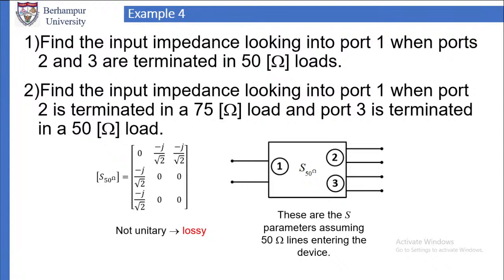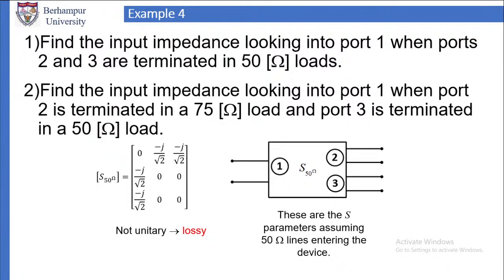And you will find that for this it is a non-unitary S matrix. S is equal to: diagonal elements are 0. In the upper row you will see minus j by root 2, minus j by root 2, and in the second row you will have minus j by root 2. Diagonal elements are 0, and the other elements are minus j by 2 root 2. This is not a unitary matrix, so it is a lossy matrix.